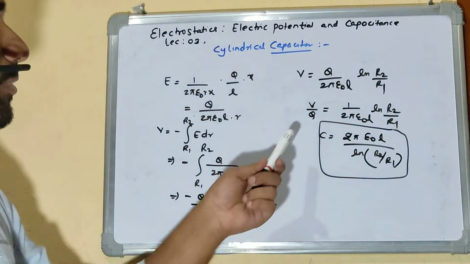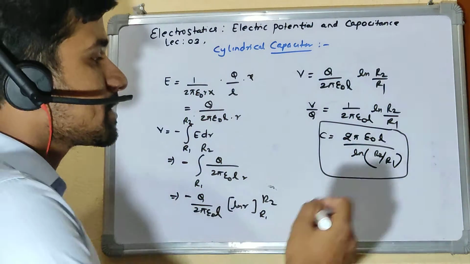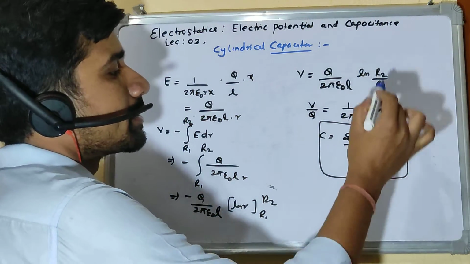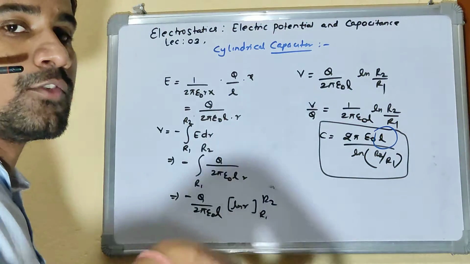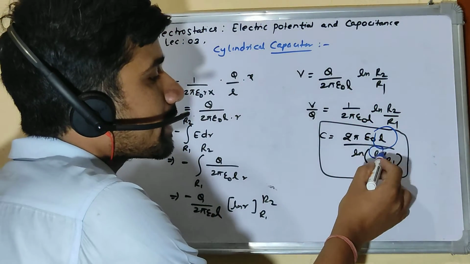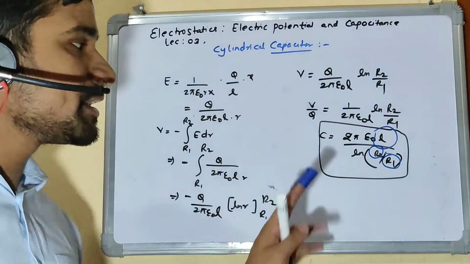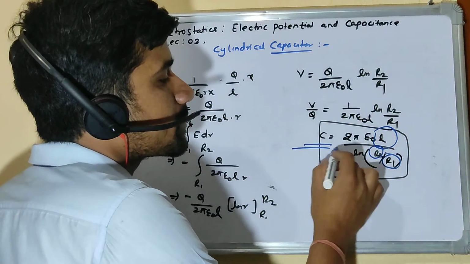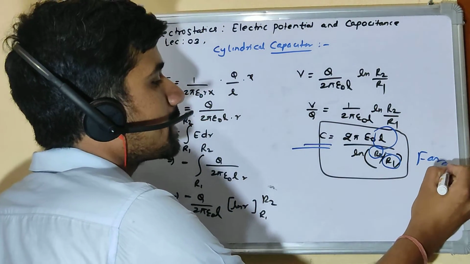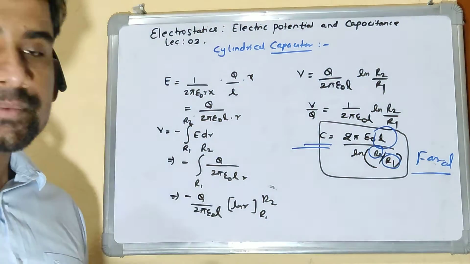Again, you see the capacitance of a cylindrical capacitor depends on the length of that capacitor, the overall vertical length, and the outer radius and inner radius, right? So by this expression you can calculate the capacitance of a cylindrical capacitor in farads, right? Clear? Okay.